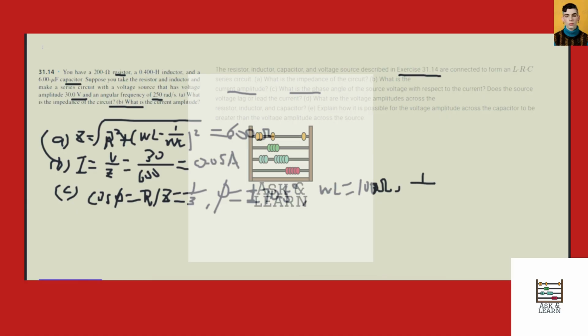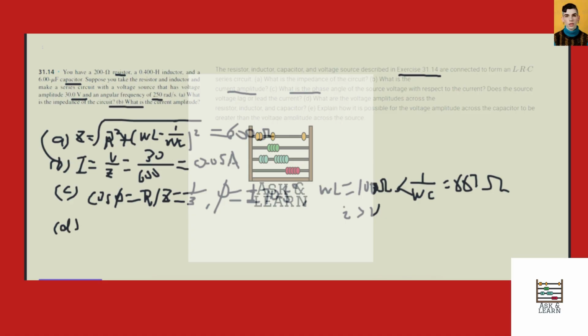And the reactance of the capacitor is 1 over omega C, which equals 667 ohms. So apparently, the reactance of the capacitor is greater than the reactance of the inductor. So in that case, the current leads the voltage. Equivalently, the voltage lags the current in this case.